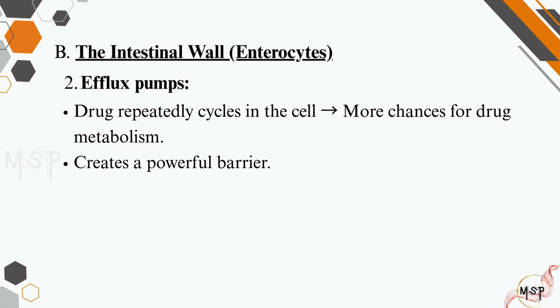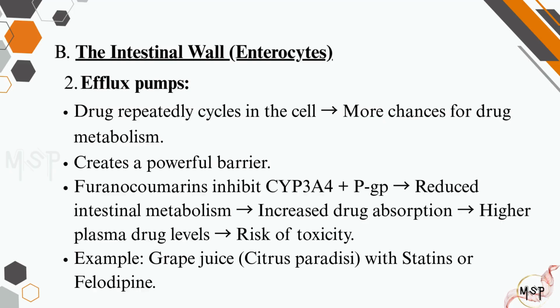What happens when this double filter is compromised? Let's look at the classic grapefruit juice effect. Compounds in grapefruit juice, specifically furanocoumarins, inhibit both CYP3A4 and P-glycoprotein in the intestinal wall. As a result, much more of the drug is absorbed into the bloodstream.